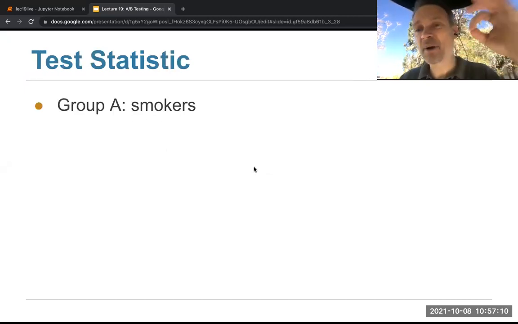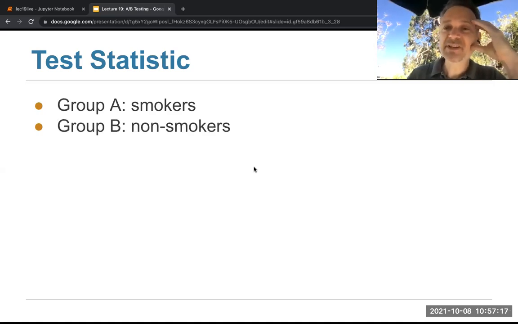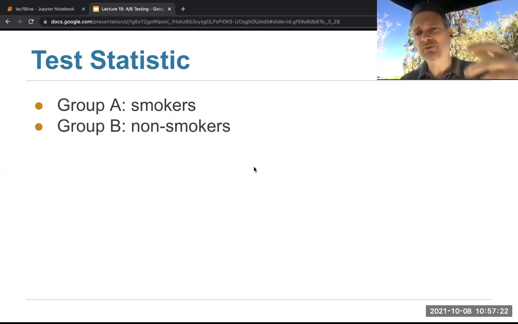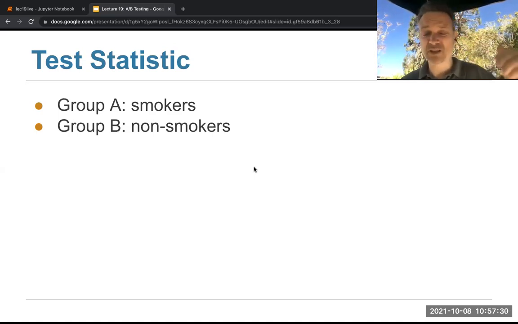Okay, so now in hypothesis testing, we need a null hypothesis, we need an alternative hypothesis, and we need a test statistic. In this case, we have two groups. So our test statistic is going to be a number that we compute from the birth weights in group A and the birth weights in group B. Can you suggest a way to summarize all the weights of all the smoker babies? If you had to summarize in one number, what might you use?